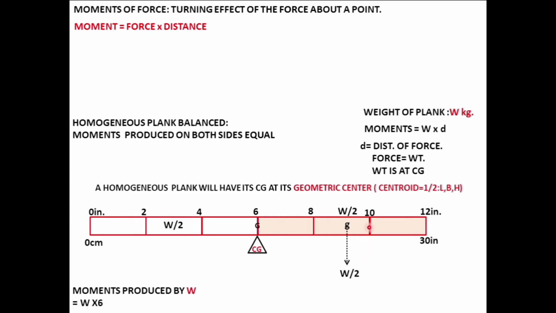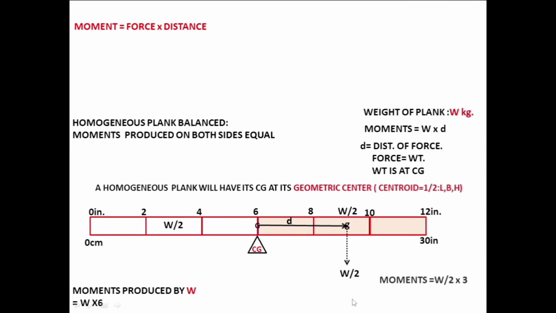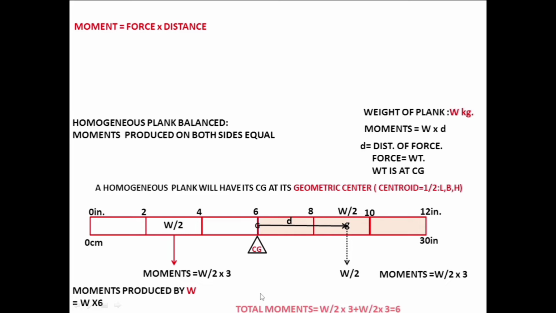So the weight is concentrated at G, the force is going to be at G, and its distance from the point around which we are talking about the moments. And here the distance we are talking about is 3 in terms of inches. So the moment is going to be half the weight into 3. And the other side is also going to create the same. The total moment created by this weight still comes to the same as what we calculated here. So the moments are created by the weight and the distance from the center of gravity.